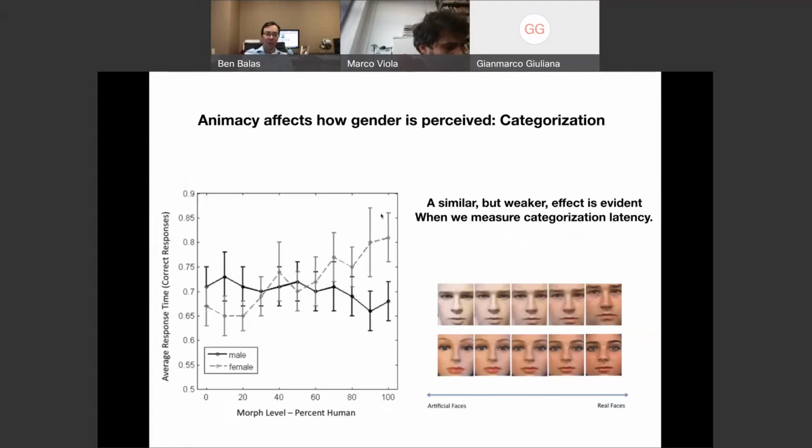And I'll say just briefly, we can also see this in the response time to these judgments as well, which again reflects this sort of confounding between the category female and the category artificial.